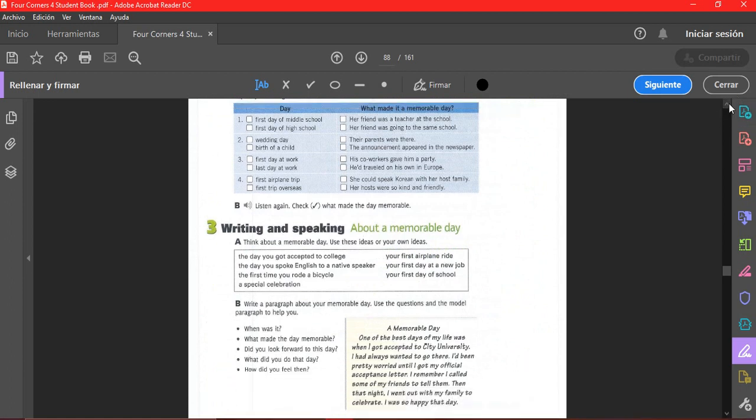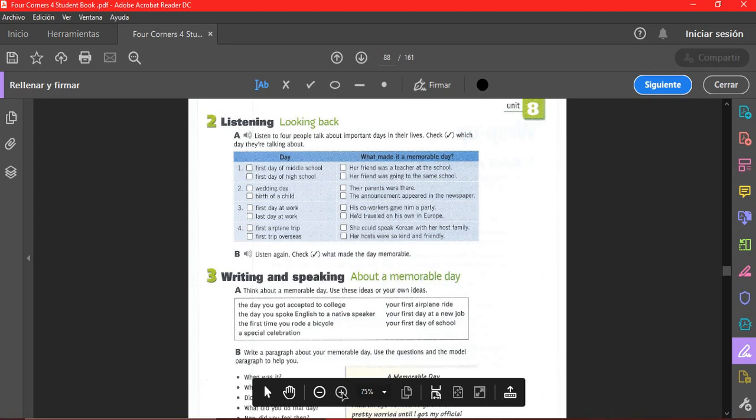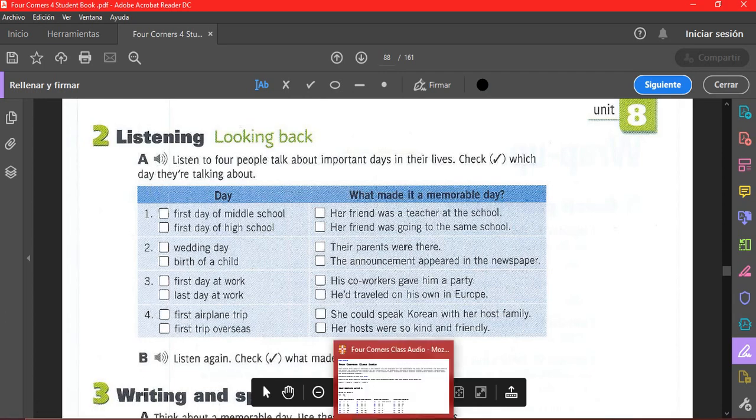Now, let's go to page 81. It's Looking Back. Listen to four people talk about important days in their lives. Check which day they're talking about. And also we have a part B. Listen again and check what made the day memorable. So in this first exercise, we're going to listen and we're going to answer points A and B.